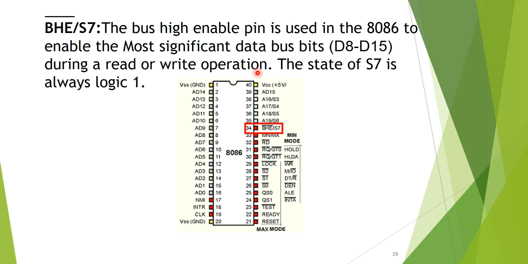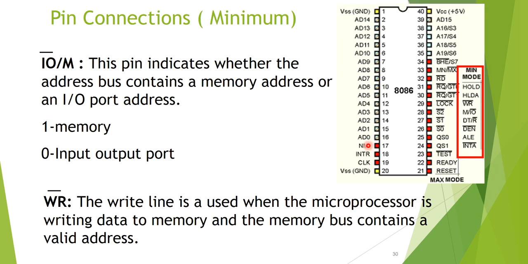In a later slide, we explain how this BHE bar, along with A0, is used to read or write the 16-bit data or the 8-bit data, depending on the value of BHE bar and A0. Then S7 always remains at 1. So these are the signals which are generally used in both modes, whether it is the minimum mode or the maximum mode. Now we consider the signals that are specifically used in the minimum mode.